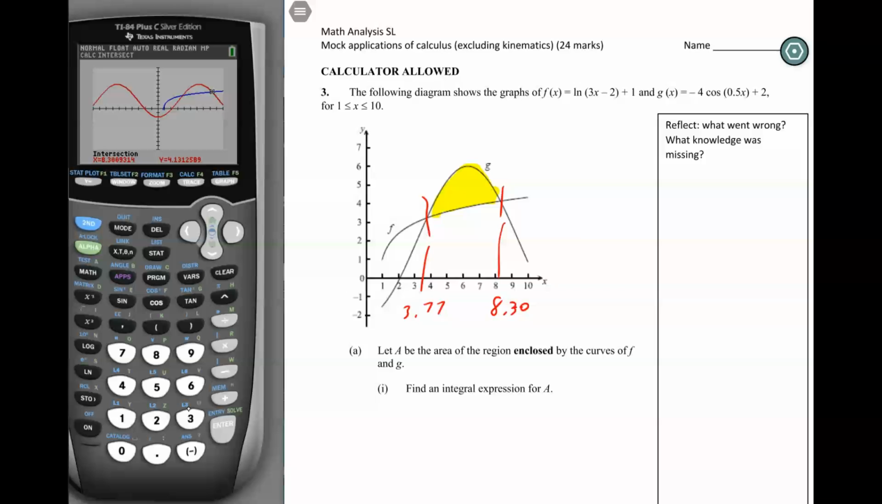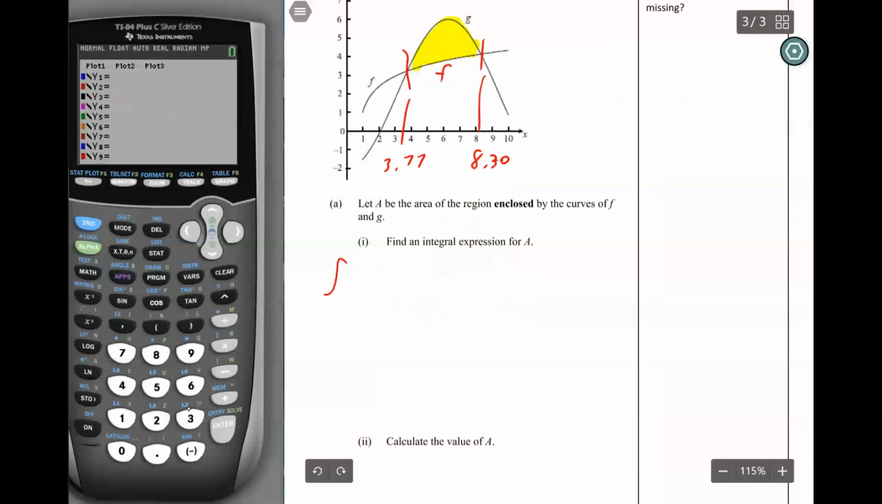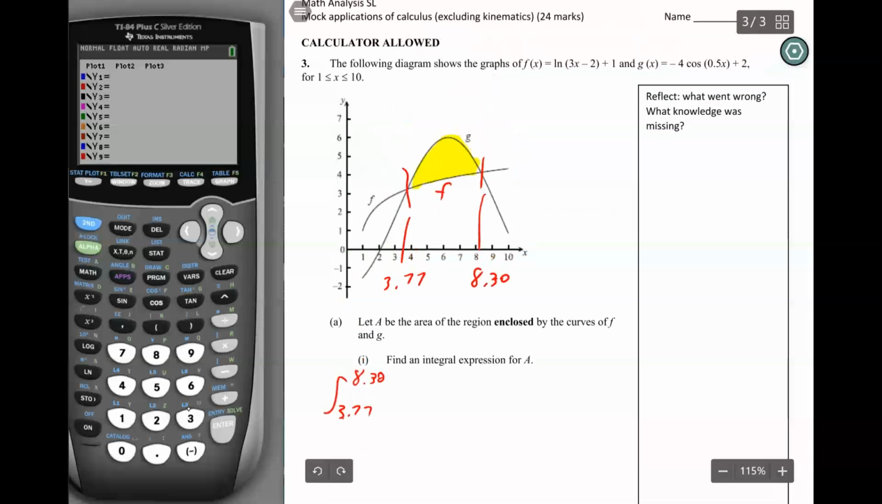And then inside the integral, I'm just going to do g minus f or f minus g. Which is it? Well, do you see how f is on the bottom and g is on top? So we want the area to be positive, so we do g minus f in between these 2 points. So we're going to have the integral from 3.77 to 8.30 of g minus f. And g is -4 cosine 0.5x plus 2 minus, and then we're going to put the log function in parentheses because we have to distribute the negative sign later. Okay, dx.